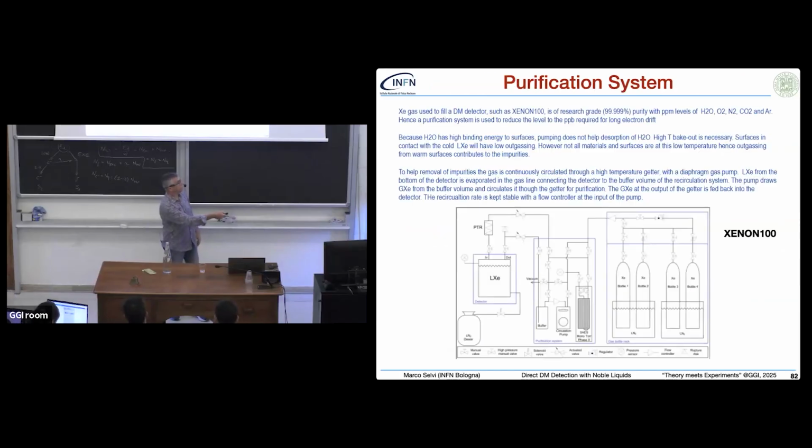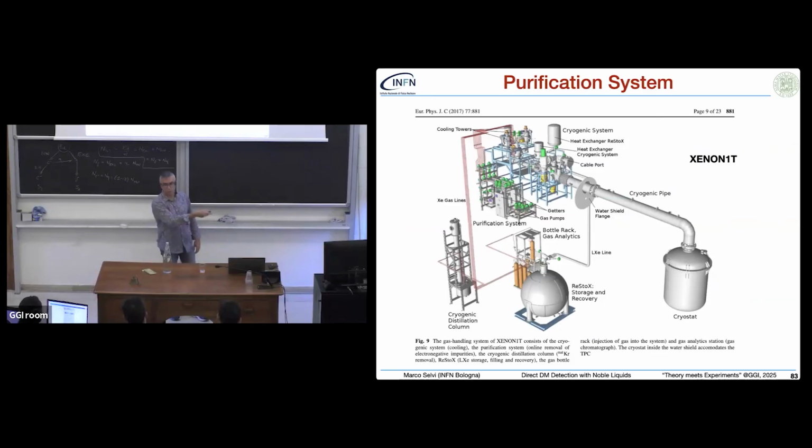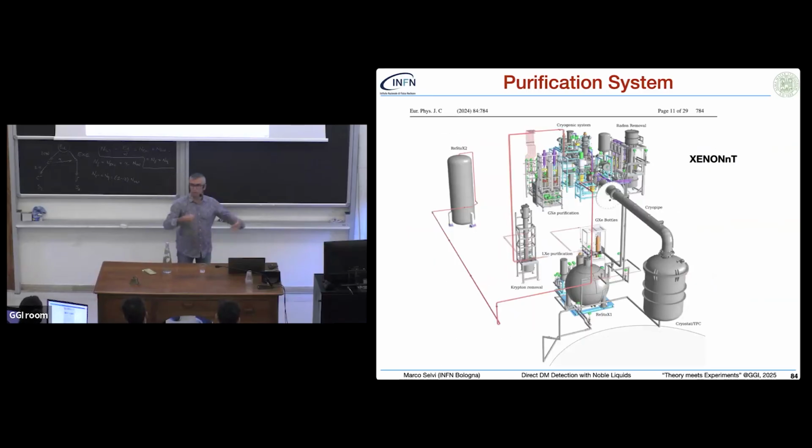And so this was the system in Xenon 100. This is the one in Xenon 1 ton. And this is the one in Xenon N ton. So we increased complication. In the case of argon, it's quite similar. So this is what is needed to make these detectors work.